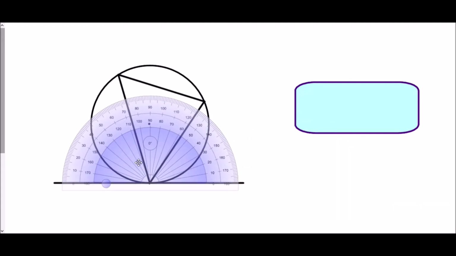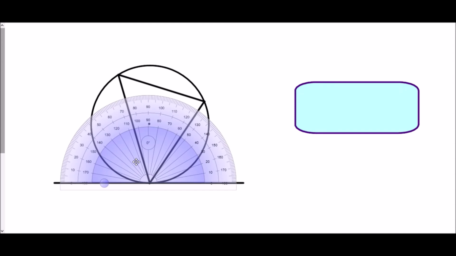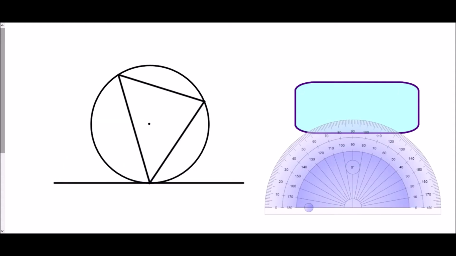If I measure this first angle on the right hand side, I have 55 degrees, and on the left hand side I have 75 degrees. So I can mark each of those. I've got 55 degrees here, and I have 75 degrees here.